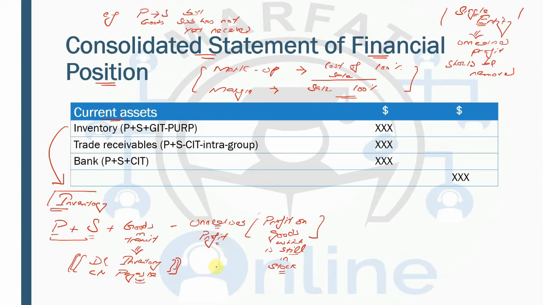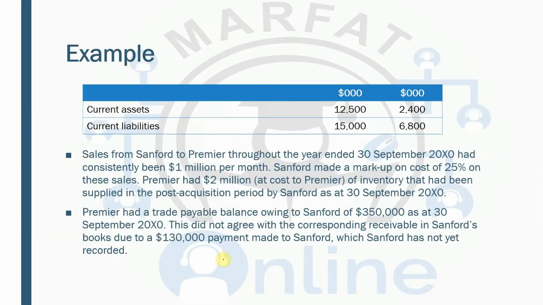And there's one more thing you need to remember. There's no concept of unrealized loss. Loss is not unrealized. Loss is realized every time. So there's only the concept of unrealized profit. And unrealized profit is only on the inventory which is still in stock. All right, we have an example.